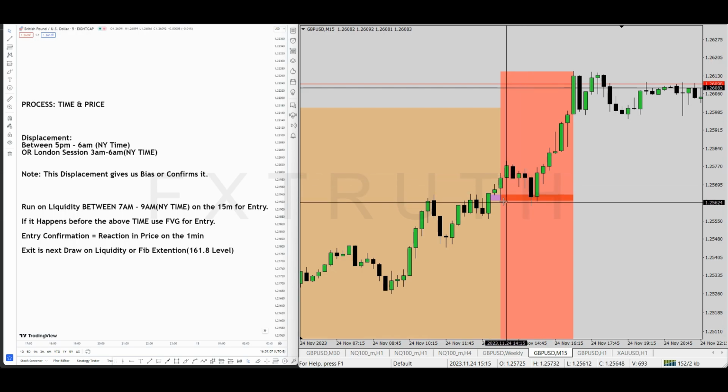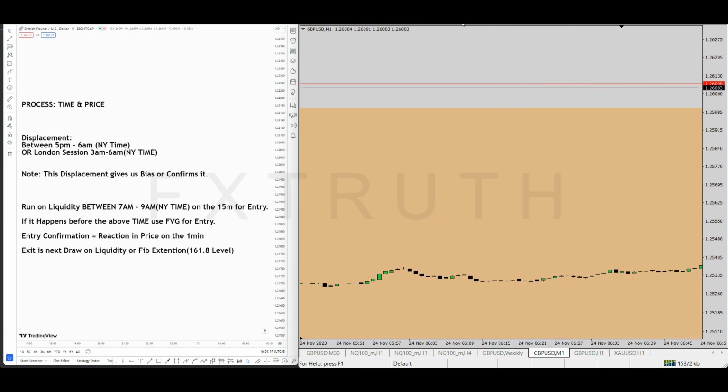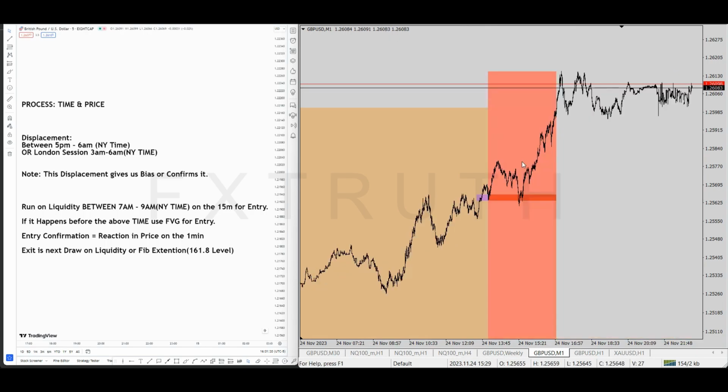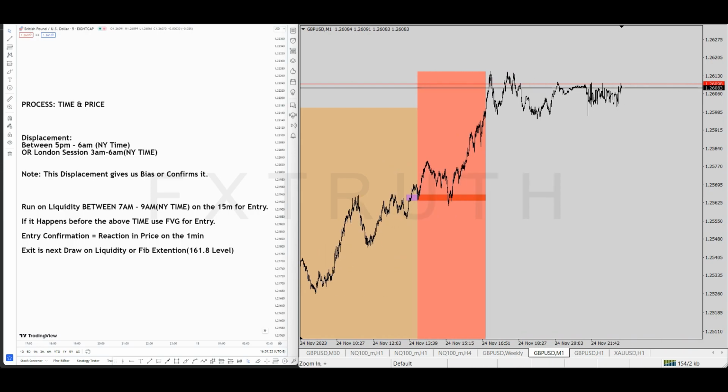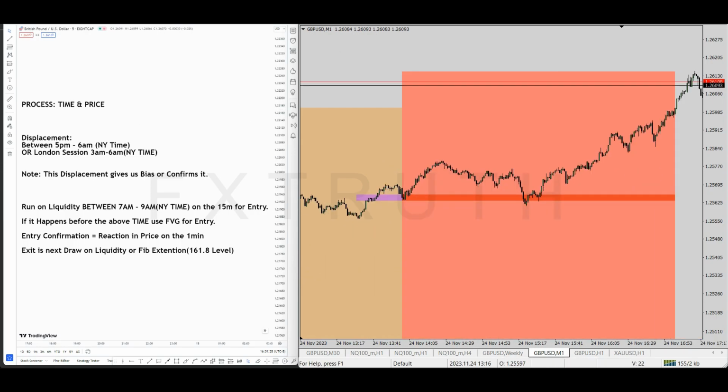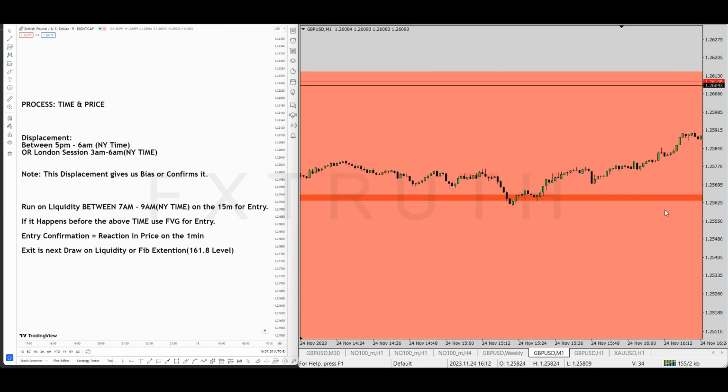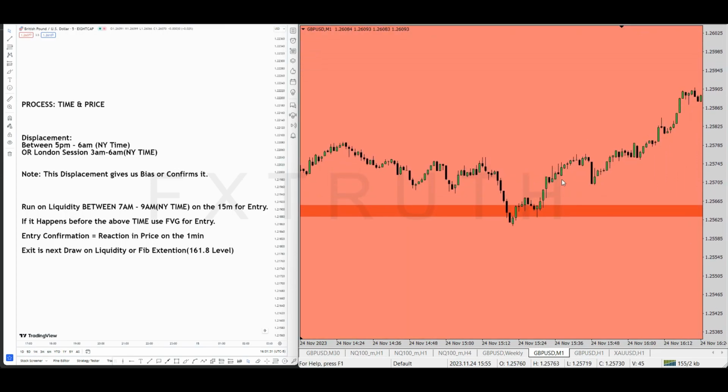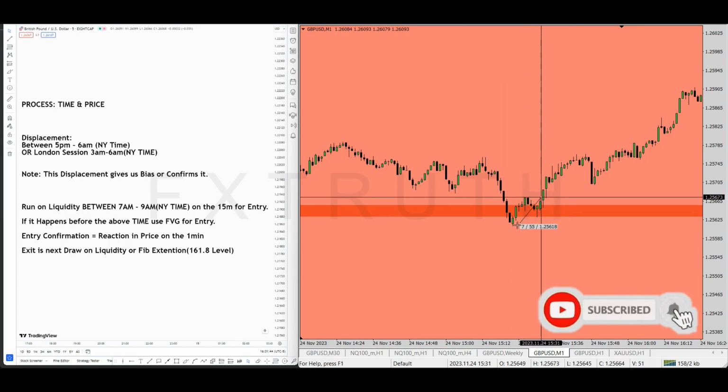So we can see our price came down and ran liquidity, ran this particular low right here. So all we'll be waiting for is our entry confirmation, which is going to be a reaction in price. So let's go down to the 1 minute for that particular reaction in price. Zoom that in. I'll drag this open. Right here, we can see as price ran the liquidity, we can see the reaction in price. Price dropped into the area, went up, came down, and went up. So this is the reaction in price, the W pattern right here. The moment price came above this particular high, this is your entry. You enter this particular zone.